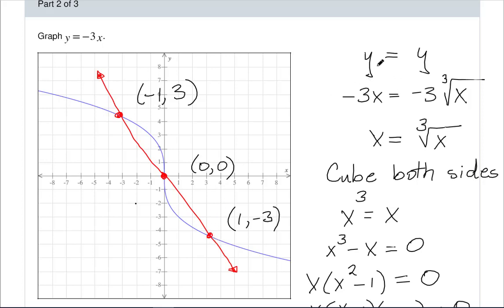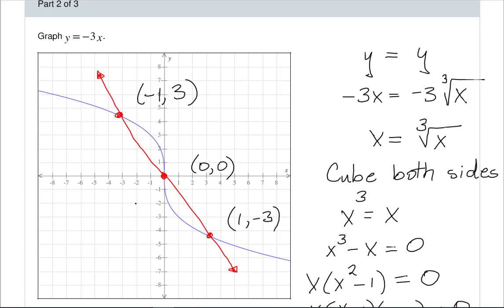Let's see, so if I actually solve it, y is y again, minus 3x is minus 3 cube root of x. So first off, get rid of the minus 3's. We get this to solve. Now one of the ways to get rid of a cube root is to cube both sides. If I did that, I get x cubed is x.